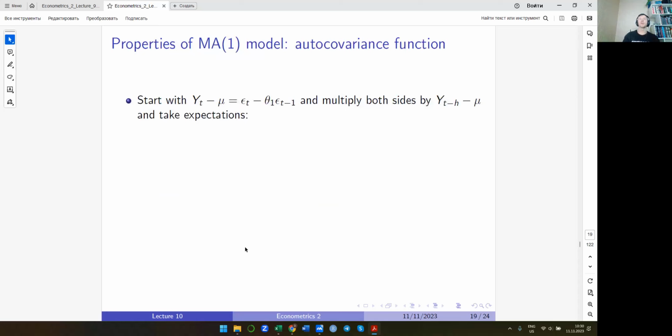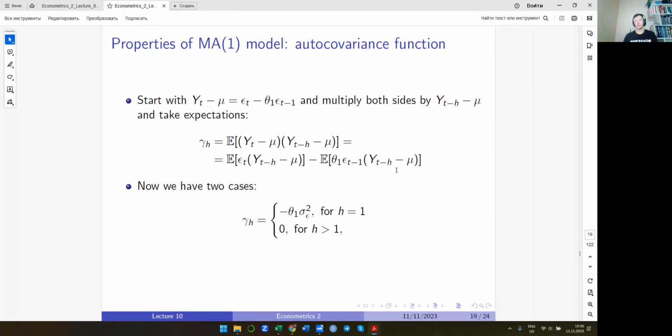Now, what does the autocovariance function of the MA model look like? We do the same trick. We subtract mu from both sides, then multiply both sides by yt minus h minus mu, and take expectations. This is the right-hand side: epsilon t minus theta 1 epsilon t minus 1, multiplied by yt minus h minus mu.